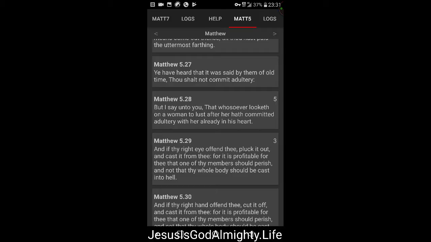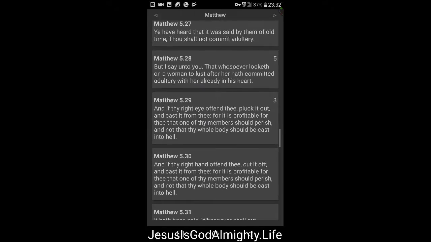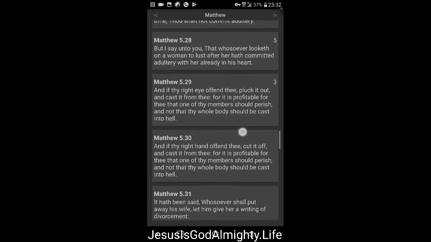But look at this: but I say unto you that whosoever looketh on a woman to lust after her hath committed adultery with her already in his heart. Just have to remember that adultery is usually in regards to whether the woman is married or the man is married and all that. So that's in regards to adultery. I can't remember what the Greek word is actually behind that.